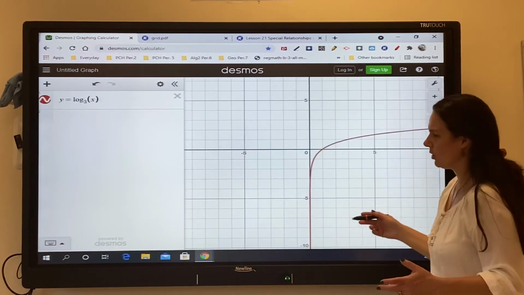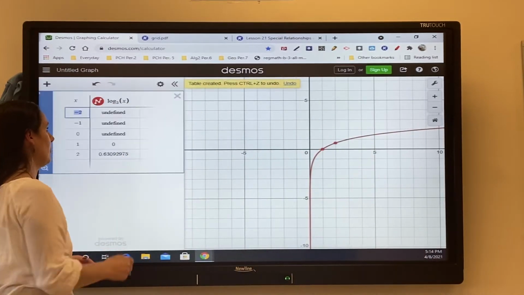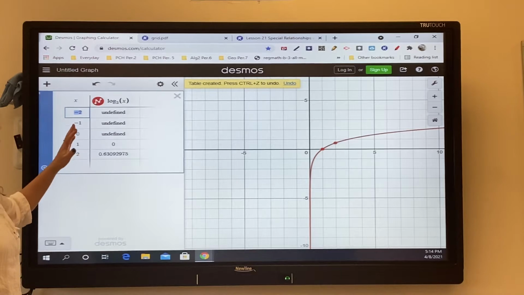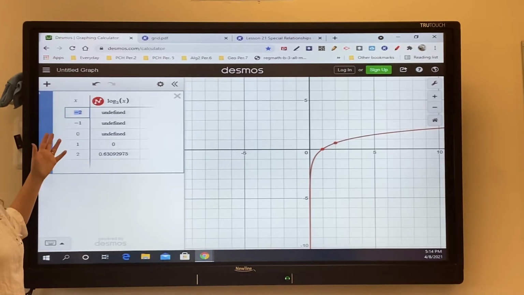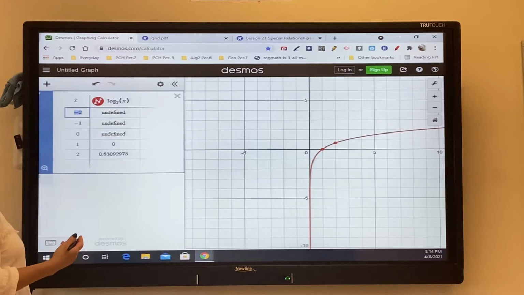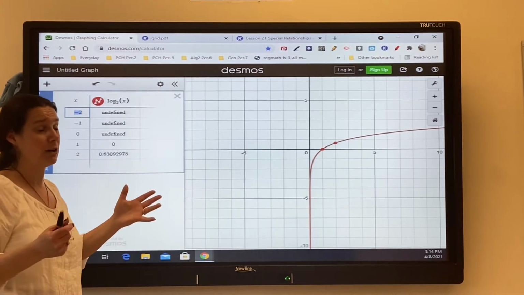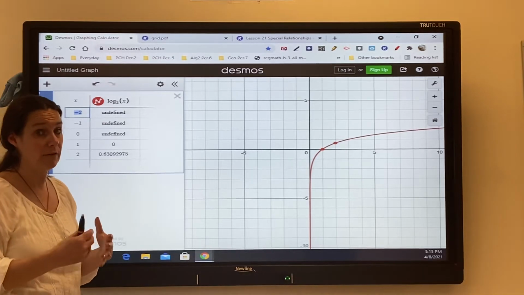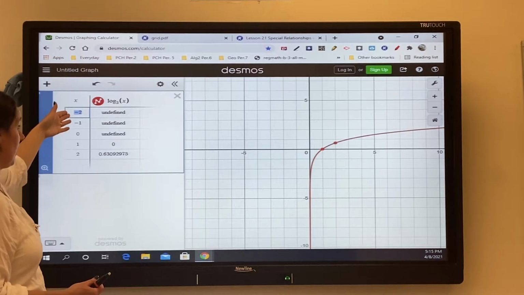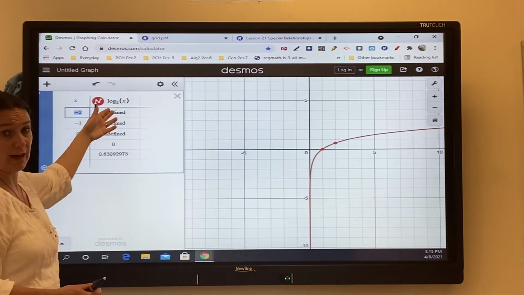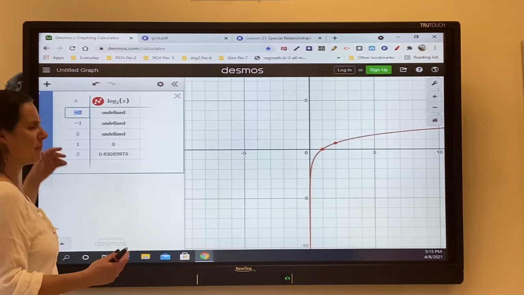Let's take a look at the table. Remember I told you that you can hit the little gear and a little table. This gives you a table of values. Desmos automatically goes with -2, -1, 0, 1, and 2. But for this logarithmic graph, does this work out nicely? If you remember the statement I made about logarithms, you can only take the logarithm of a positive value. That would make sense as to why the x values of -2, -1, and 0 don't even have defined y values. So we need to come up with some other x's.